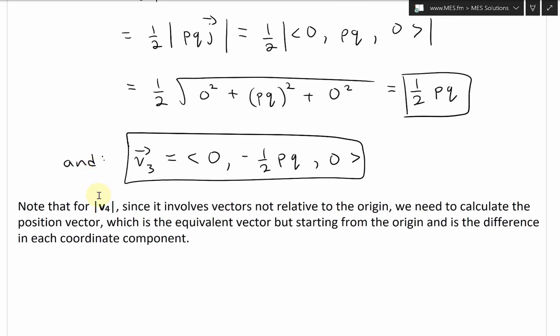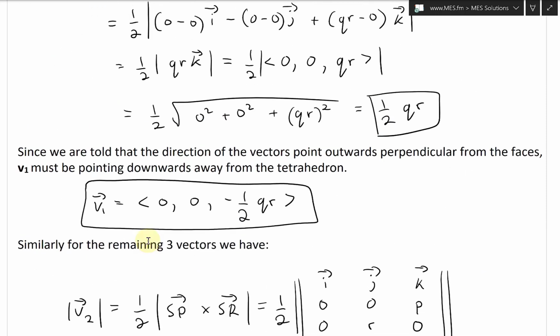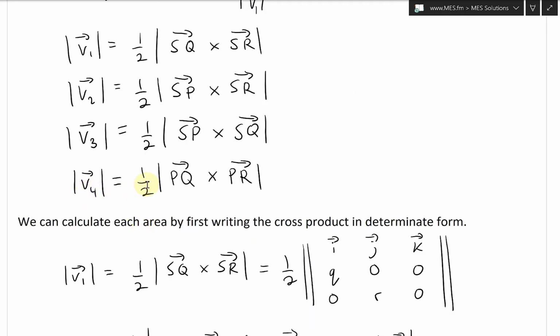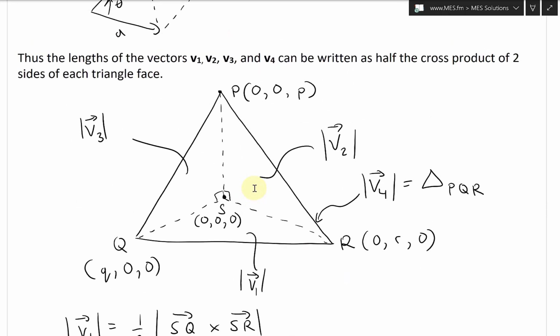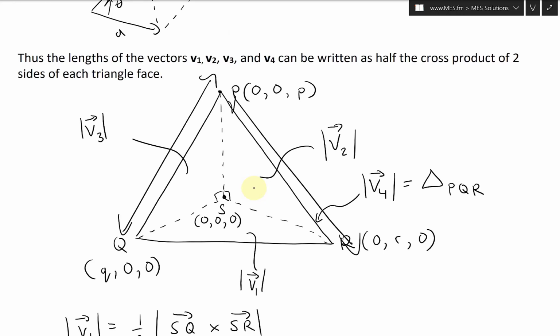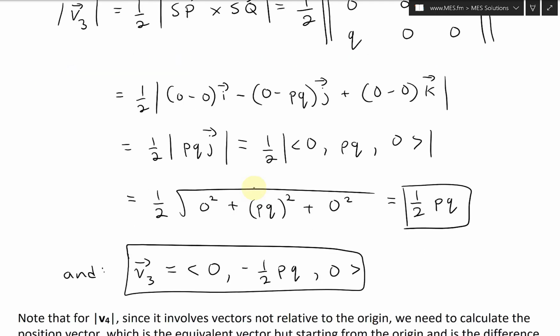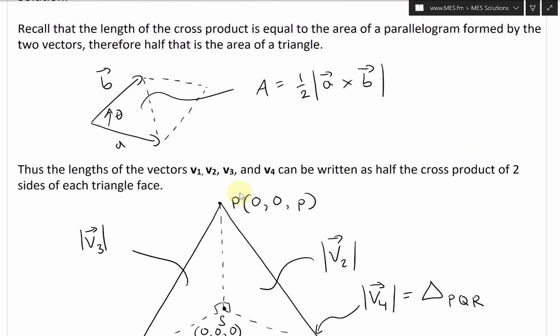All right, and now note that for the length of V4, put a bold here. This one, since it involves vectors not relative to the origin, we need to calculate the position vector, which is again the equivalent vector but starting from the origin and is the difference in each coordinate component. So it's going back here. This is going to be V4's 1/2 PQ PR. So PQ is like this, and then PR is like this. Notice that none of these are starting from the origin, whereas all the other ones we had were starting from that origin. It's jumping up over here.